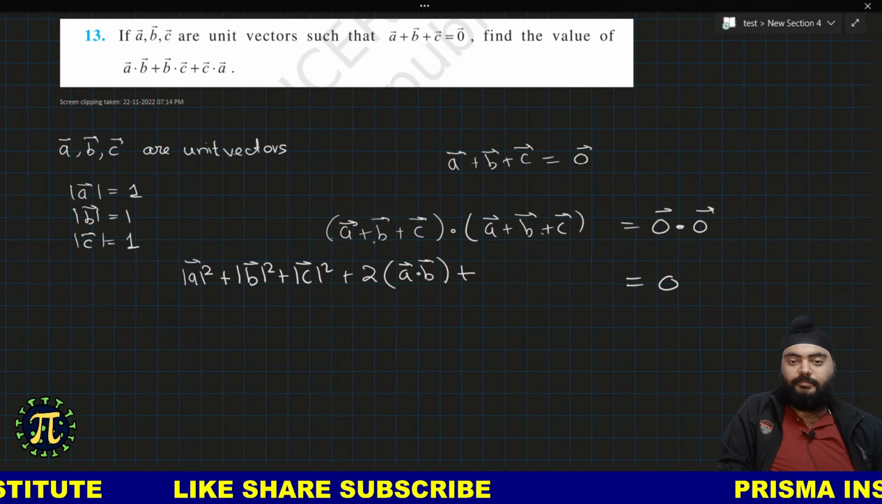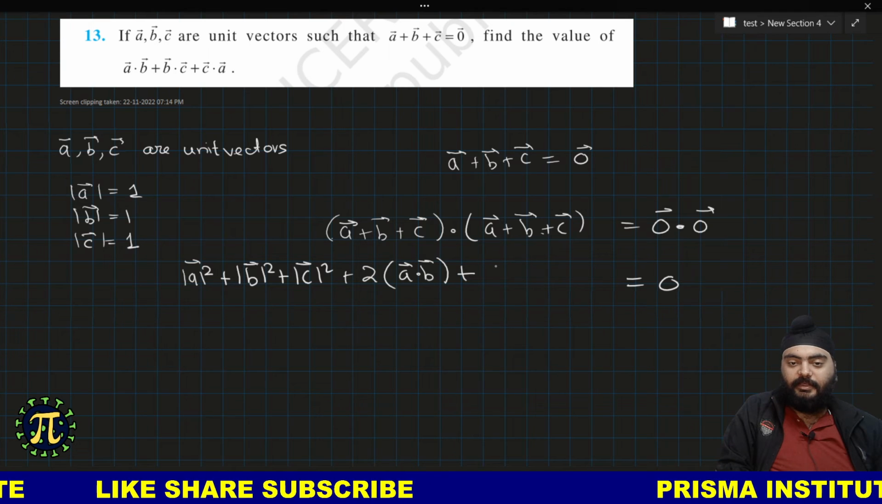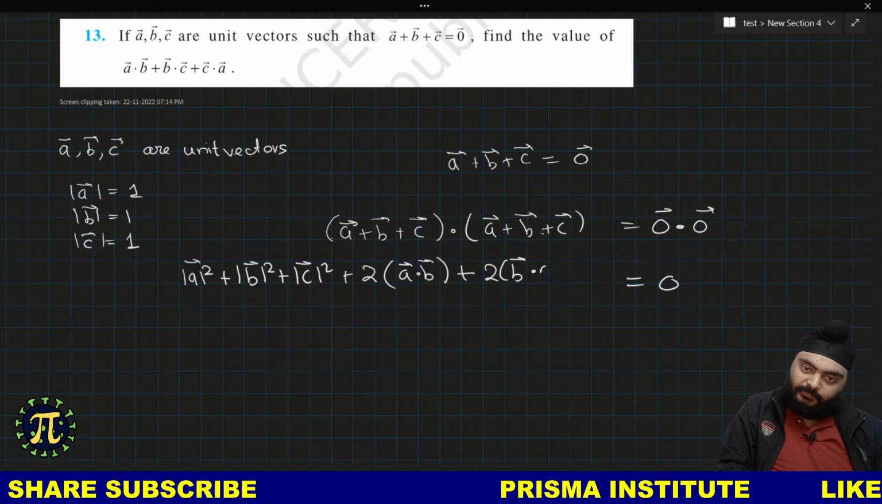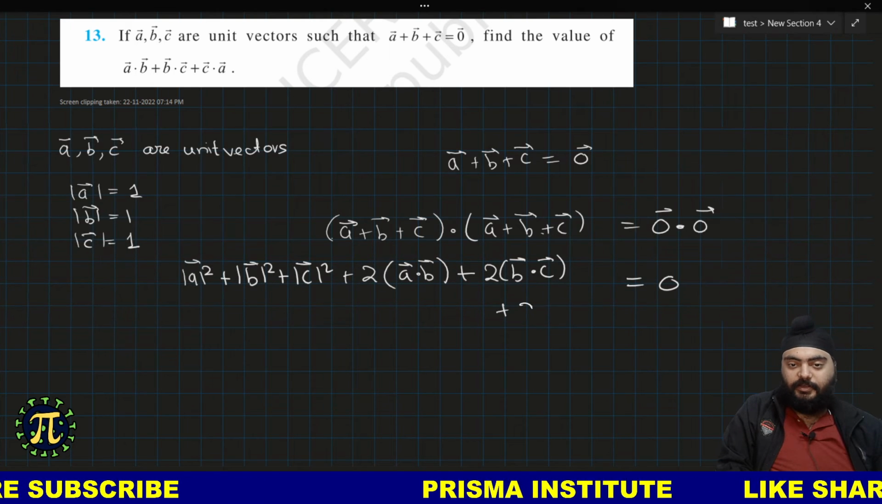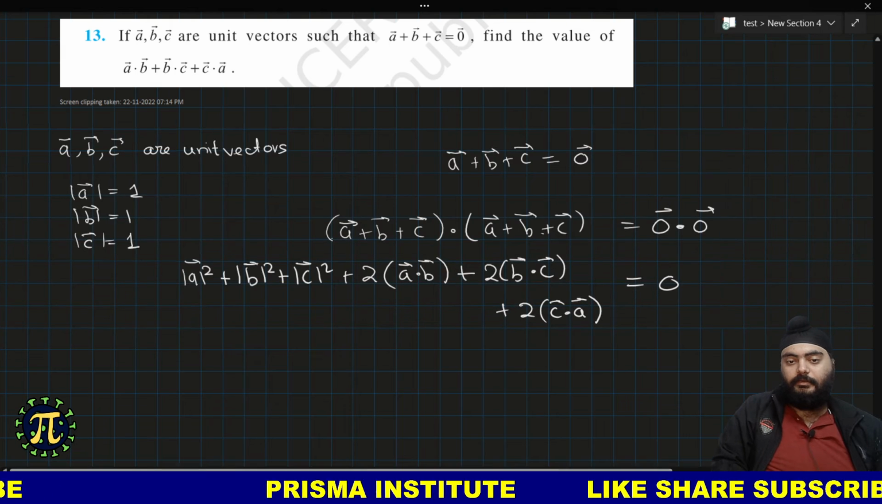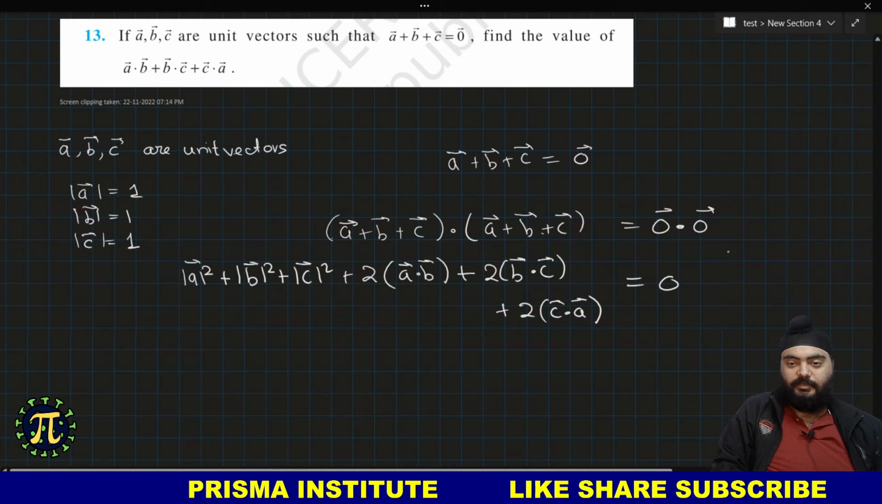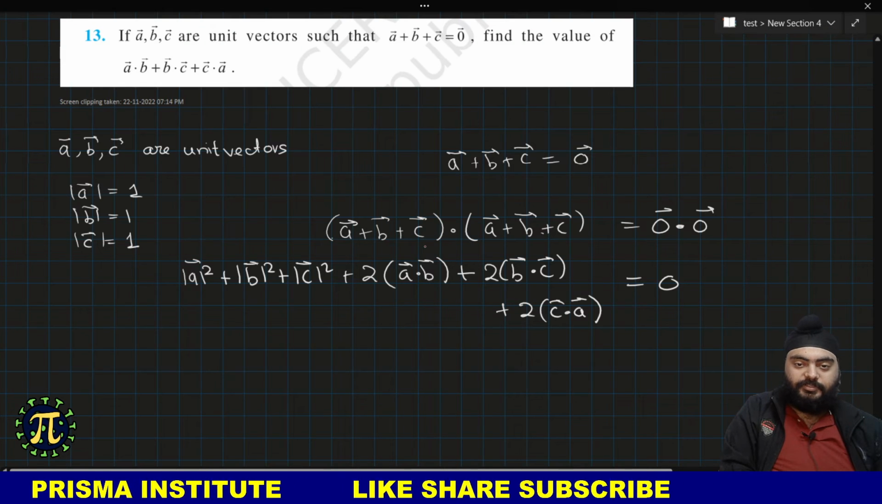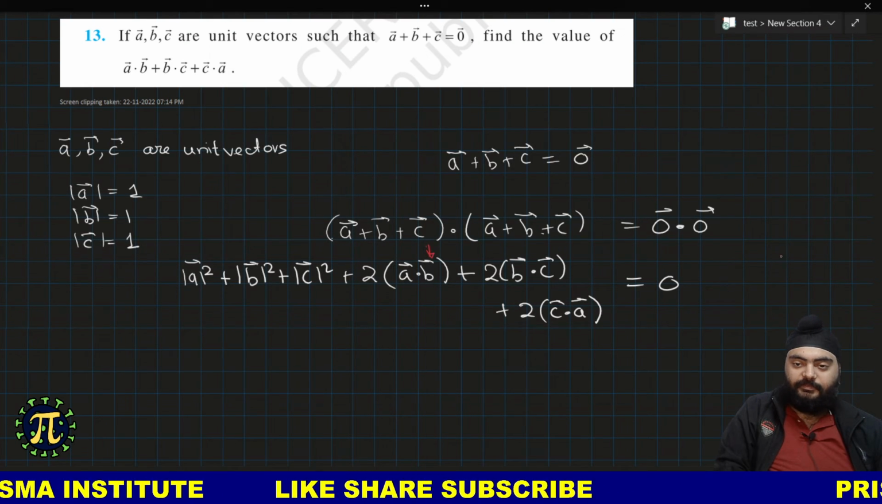What will you get? b dot c you will get and c dot b also, so they will commute and will become twice of b dot c, and you will also get twice of c dot a. So in this I have directly written it. You should write one more step. You write all nine terms and also write the formulas.